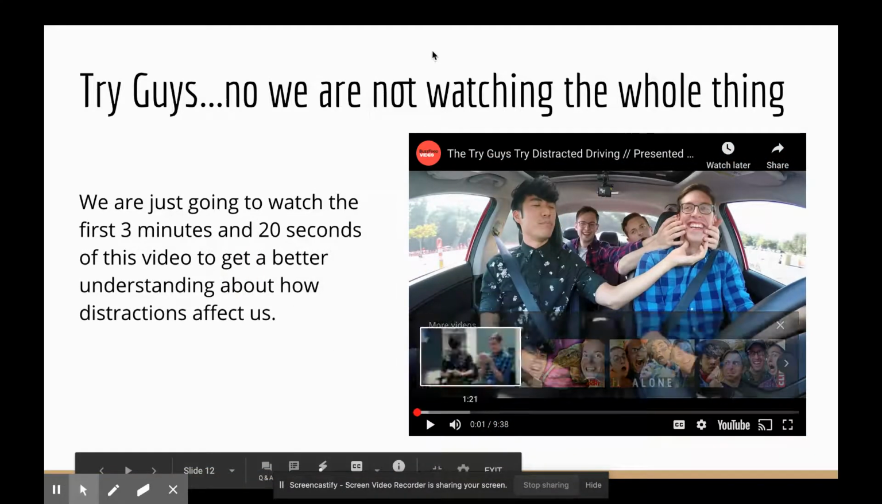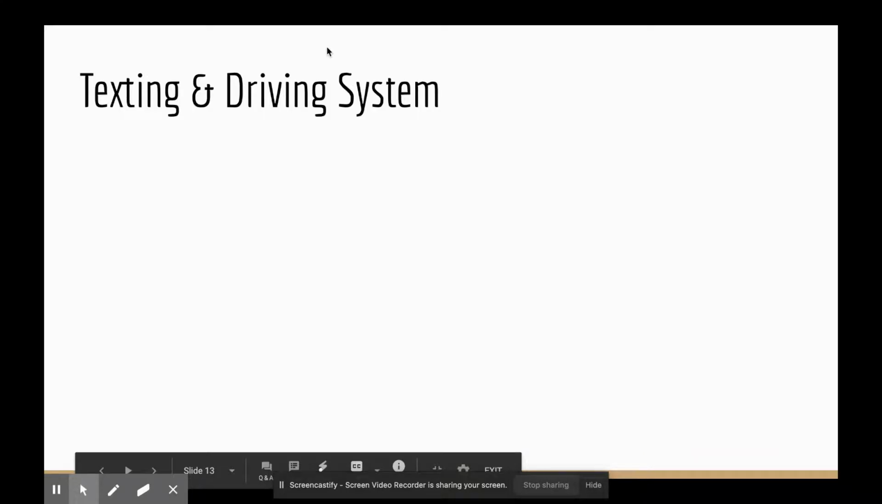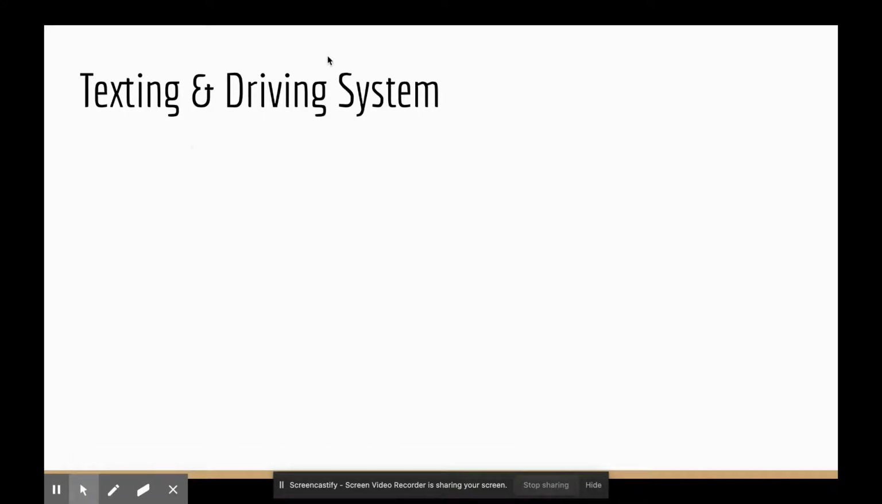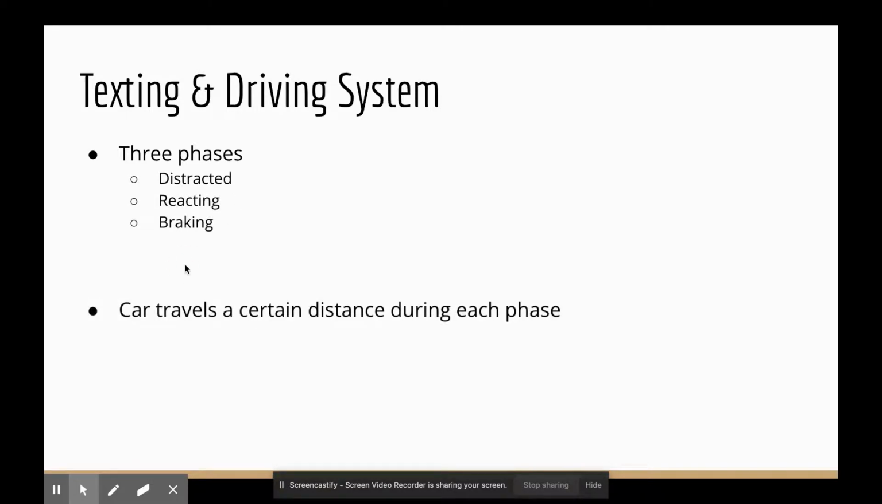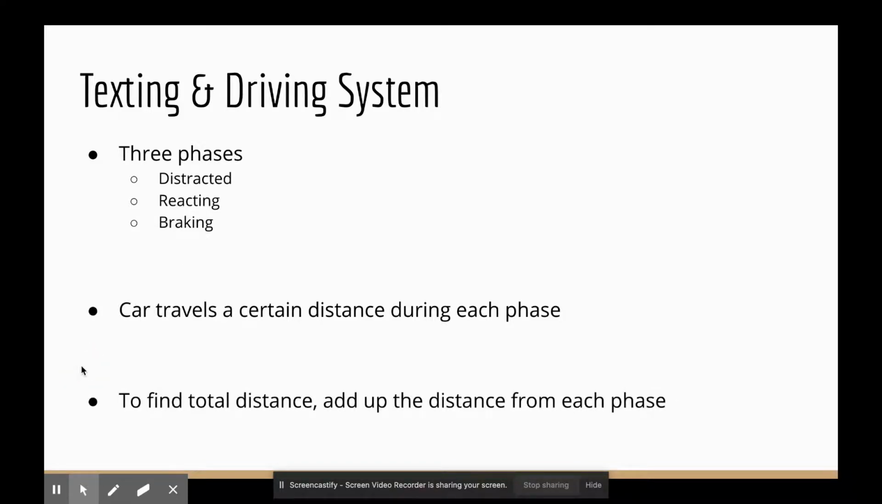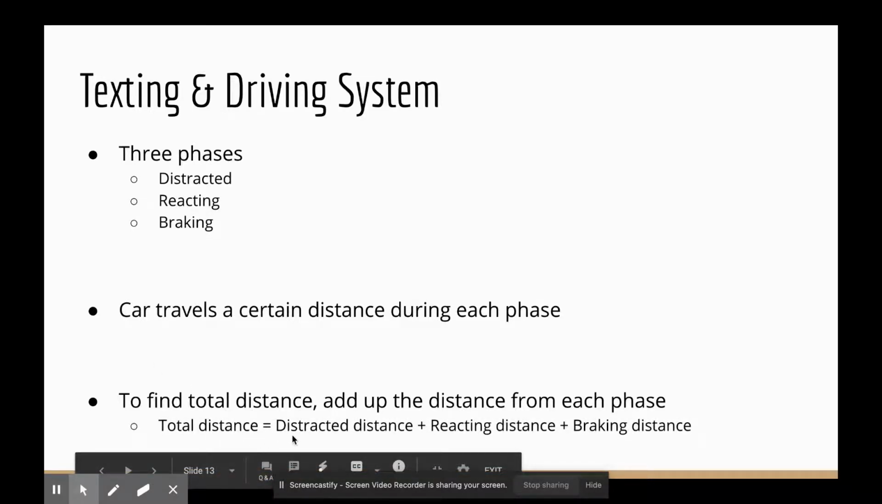All right. So back to our main point about texting and driving. This can actually be broken up into 3 phases, 3 chunks, 3 puzzle pieces, categories, however you want to phrase it. We have the distracted phase, the reacting phase, and the braking phase. The car travels a certain distance during each of these phases. And then to find the total distance, we need to add up the distance from each phase, which gives us total distance equals distracted distance plus reacting distance plus braking distance.